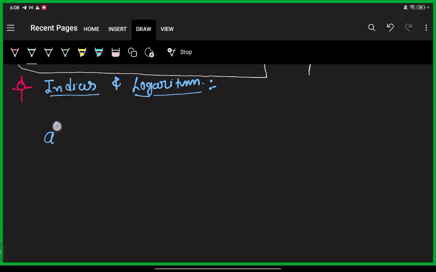So anything that is written in this form is called indices. Sir, could you repeat? Anything that is written in this form is called what? Sir, an exponent. Here in this case, a raised to m. Sir, A is the base, M is the power. Very good. So m is called exponent or power or what? Index. Okay.